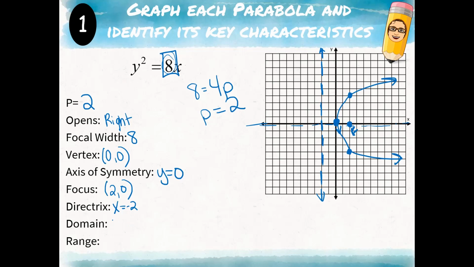My domain, the directrix does not count, okay? It's only the parabola that you drew. So my domain started at 0 and went to positive infinity. But my range, I have everything below and everything above. Not terrible. I actually like parabolas. I think they're one of the easier conics.